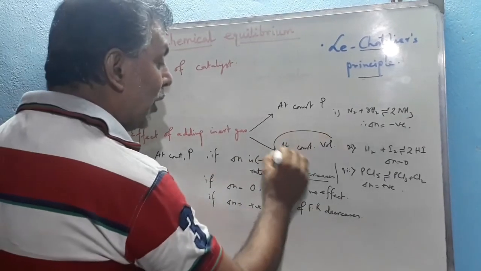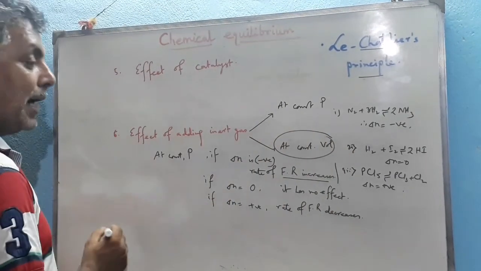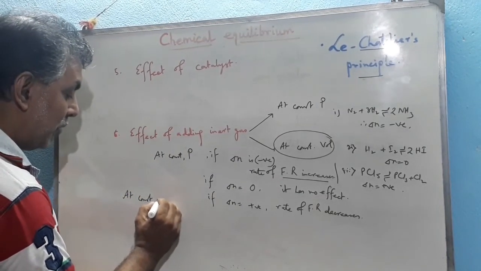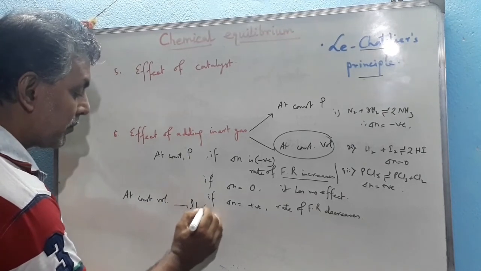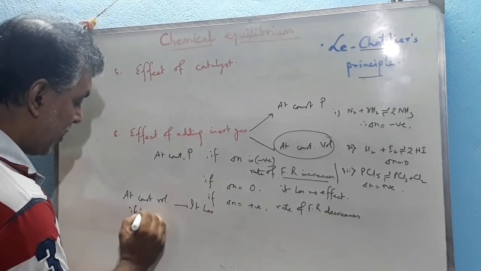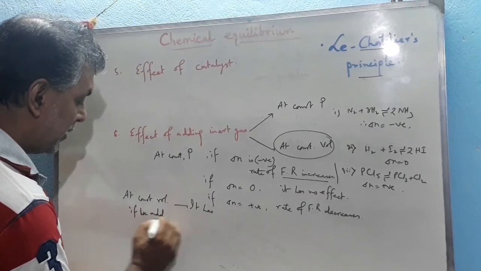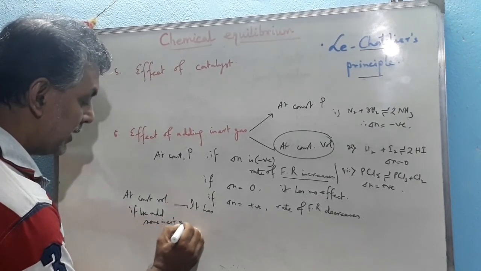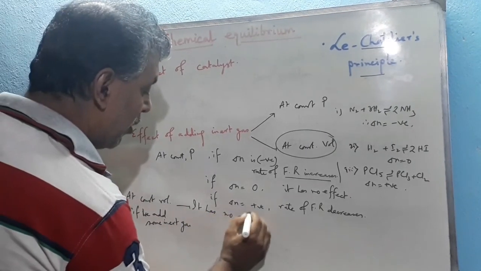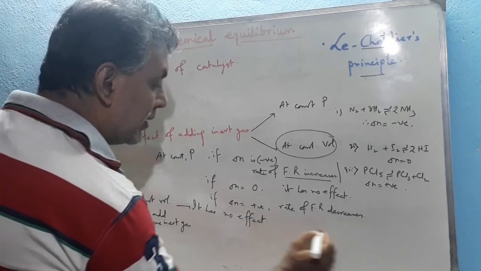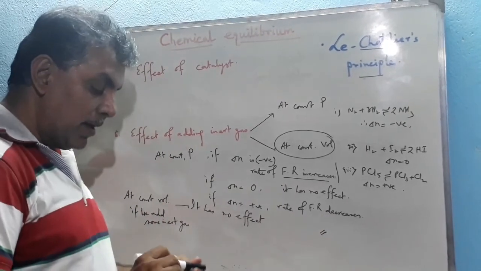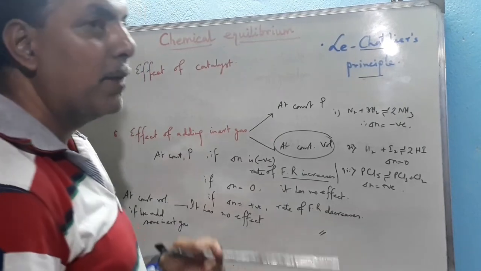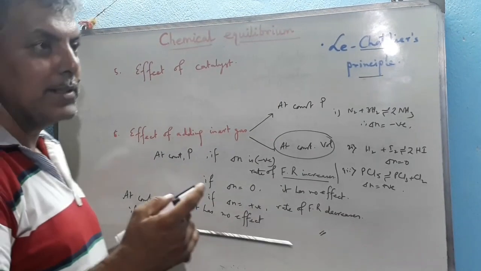But at constant volume, if we add some inert gas inside the closed container, it has no effect on the equilibrium. These are the parts of Le Chatelier's principle, and we know that Le Chatelier's principle is applicable in both cases, physical as well as chemical equilibrium.